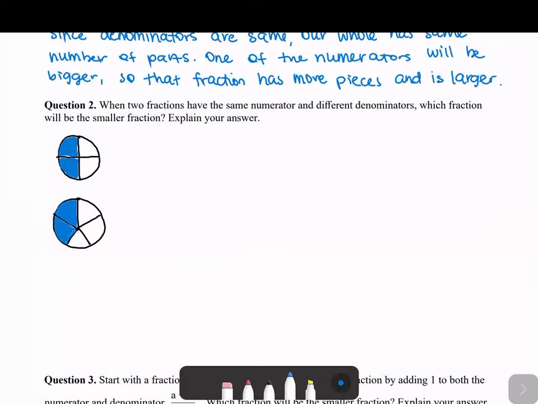So let's think about how to say this in words. We have this picture that shows us what's going on. But we can also say that if the numerators are the same, then we have the same number of pieces, but they are pieces of different sized parts.